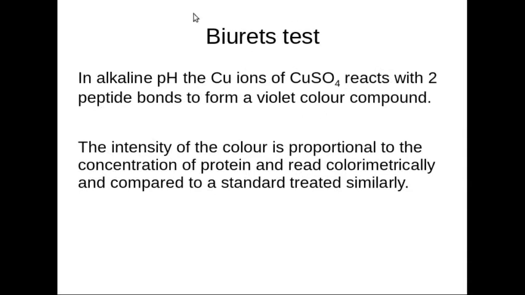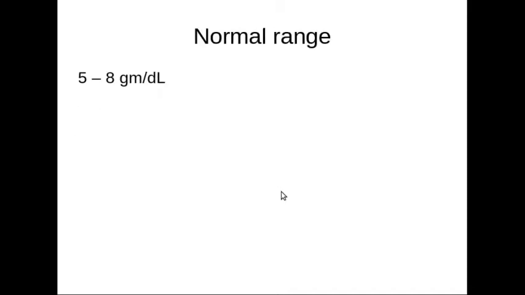Now coming down to the Biuret's test, the principle of the test is that in an alkaline pH, copper ions of copper sulfate react with two peptide bonds to form a violet colored compound. The intensity of the color is proportional to the concentration of protein, and this is read colorimetrically and compared to a standard treated similarly. The normal range of protein in serum is between 5 to 8 grams per deciliter.